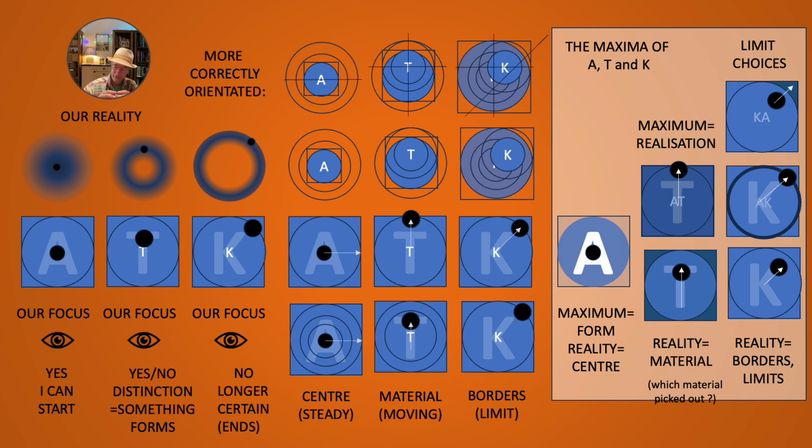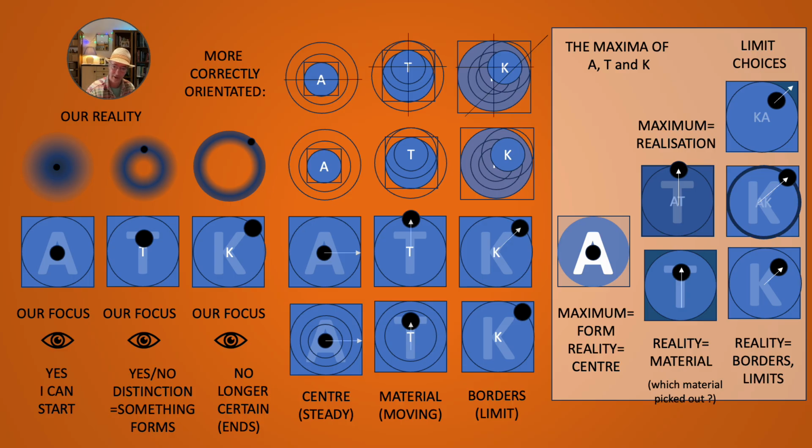While the K can also be in three options. You can start from somewhere, so you have a starting point. A starting point is going away. The starting point is going to the borders, or it is picking out a border as well. So this is also all about limiting choices. It limits your choices, so it goes into that direction.